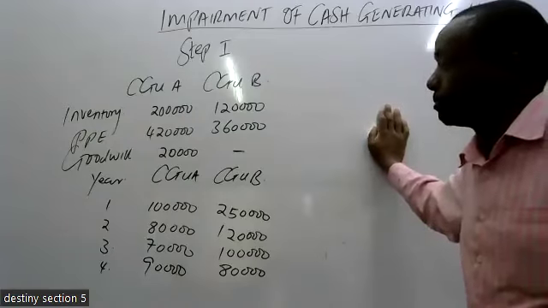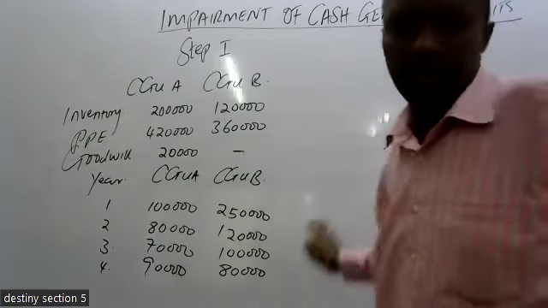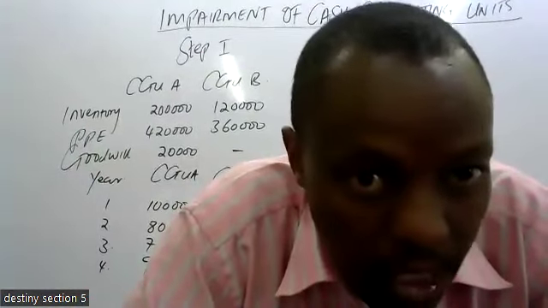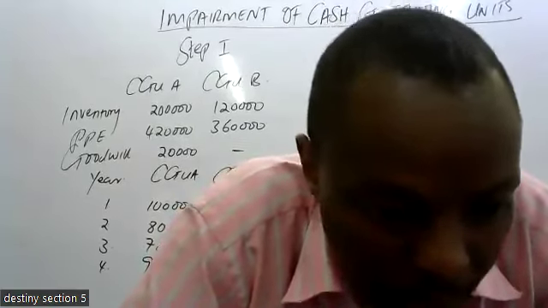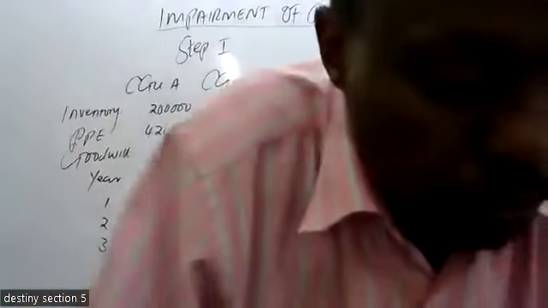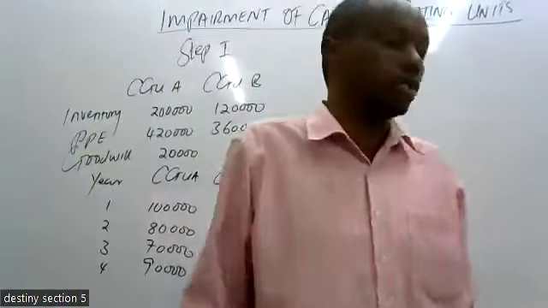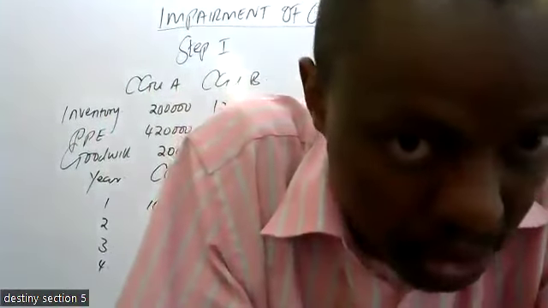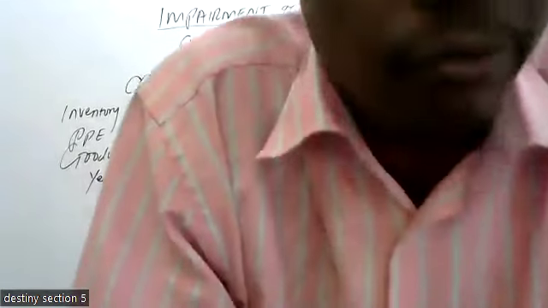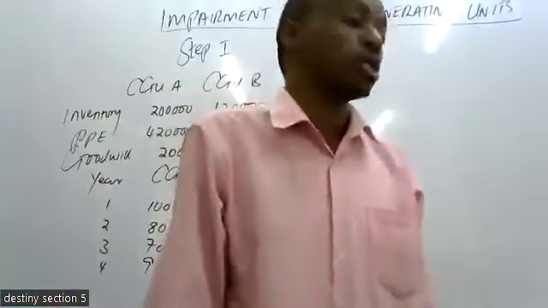Required. Part A, recoverable amount of each CGU. Part B, impairment loss, if any, of each CGU. Part C, allocate the impairment loss to the assets of the CGU.